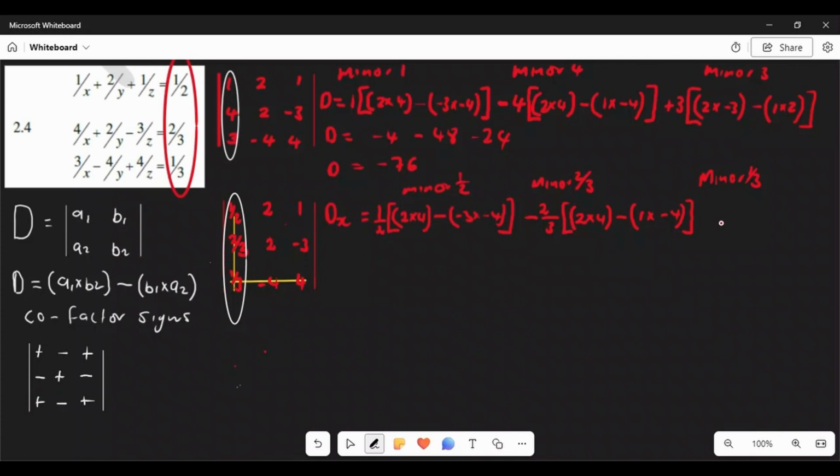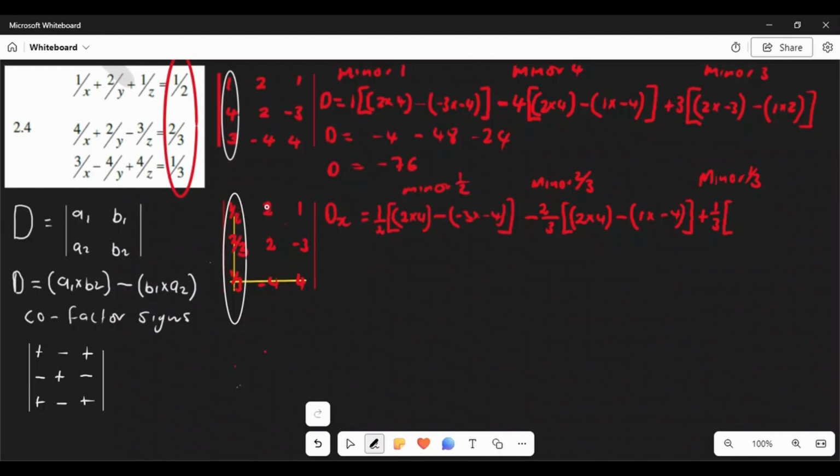So even here, we're going to write plus 1/3 times the minor. Don't forget to write the minor. Just in case you forgot, guys, which minor you choose is your own choice. These minors that we're using, this 1/2, 2/3, and 1/3, we just chose them. It's your own choice.